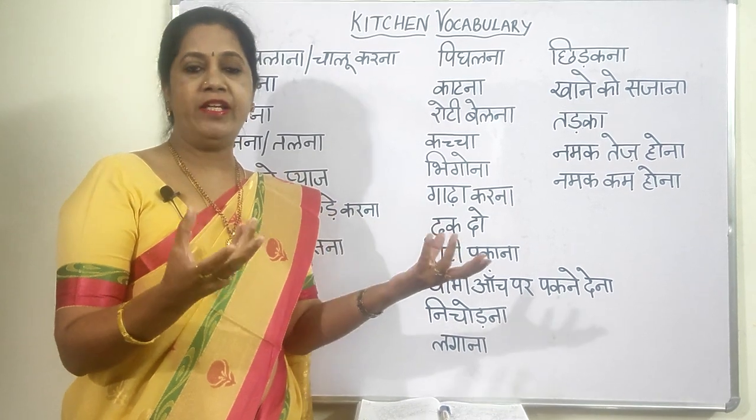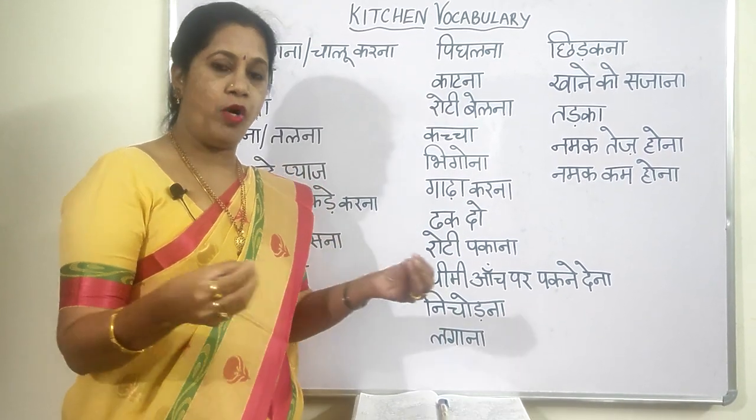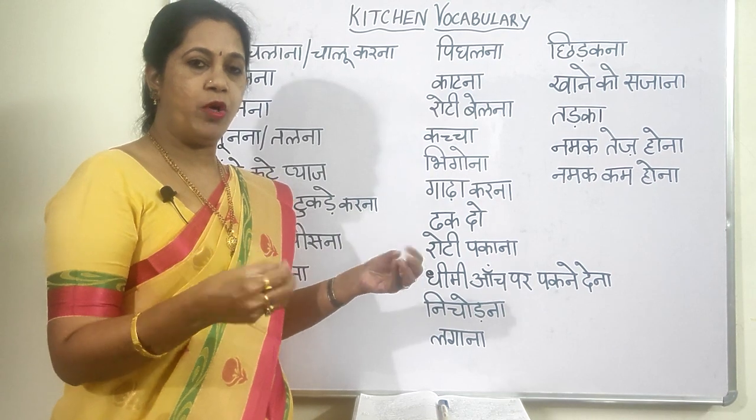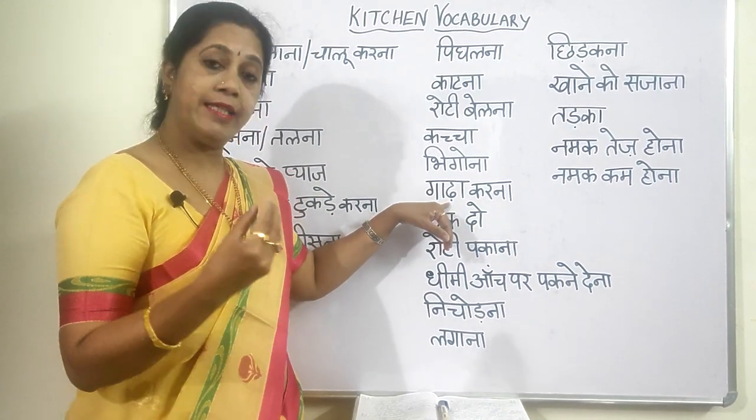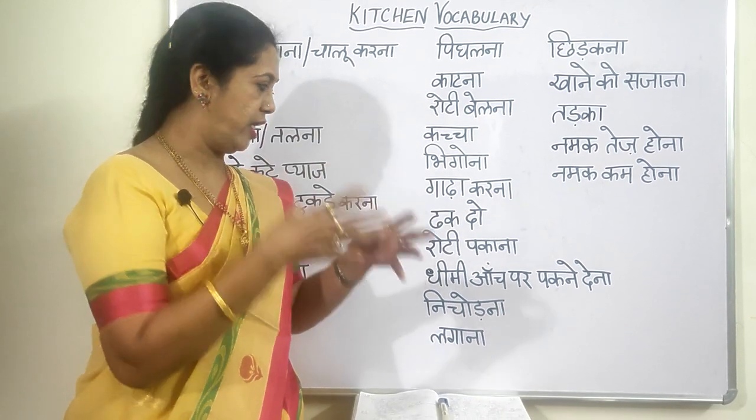Next one, gada karna. Jaise gravy hai, it becomes watery. So when that gravy becomes watery, you like to make it thick. So isko gada karna, to thicken the gravy. Gada karna means to make it thick.